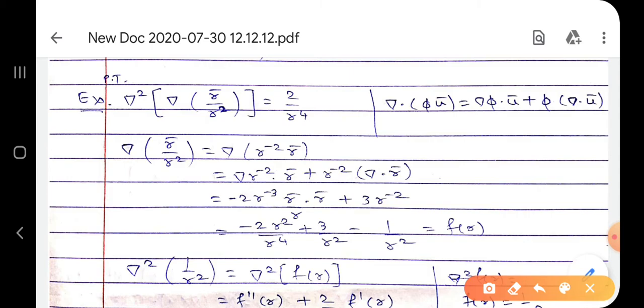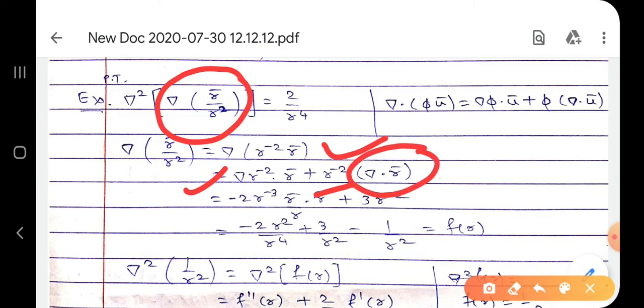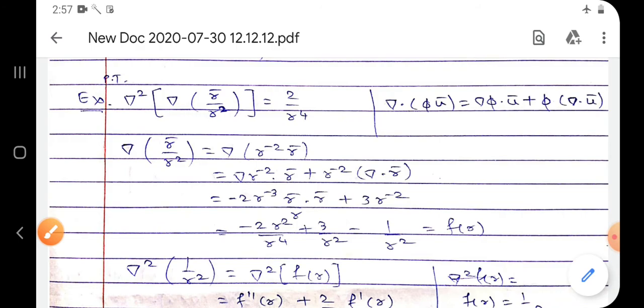See, del of r bar upon r square, this term we can write that del of, first the inside term we have to simplify. In fact, what is our question here? Del square of (del of r bar upon r square) is equal to 2 upon r raised to 4. So take the inside term, del of r bar upon r square, that I can write as del of r raised to minus 2 into r bar. So this is my phi and this is u bar. So del of r raised to minus 2 dot r bar plus r raised to minus 2 as it is del dot r bar. Now del dot r bar is 3.